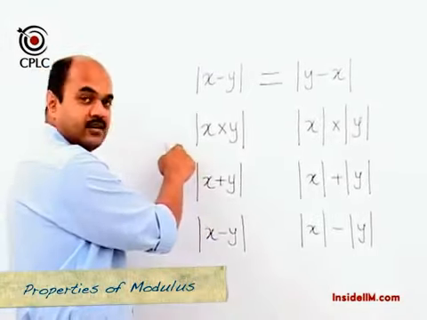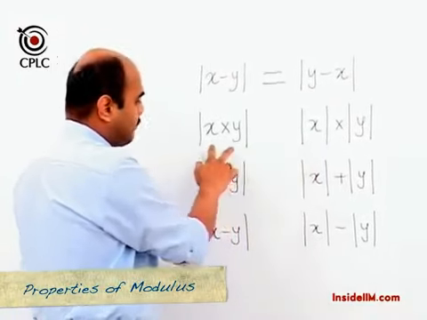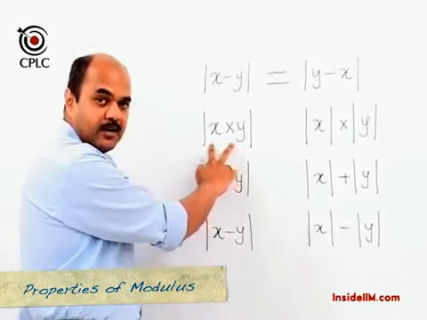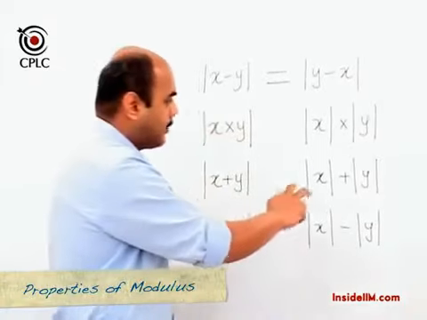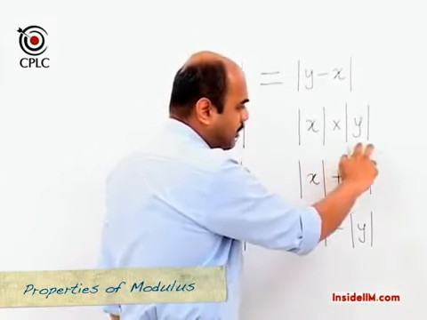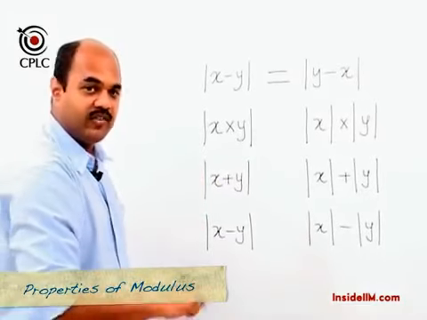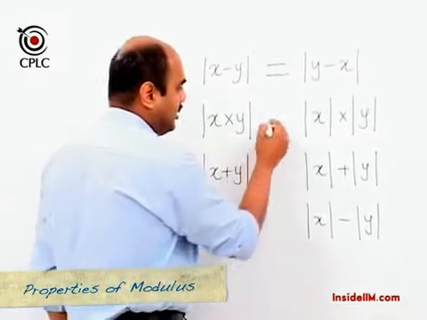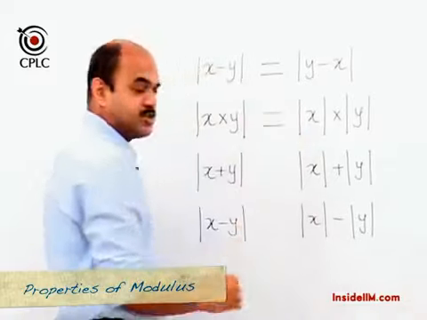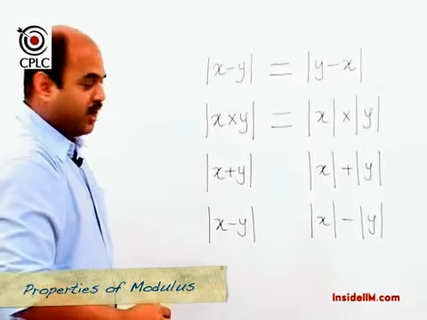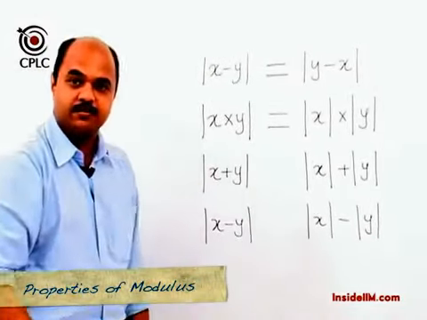Similarly, when we look at these two expressions, you have mod of x multiplied by y, and that's split up as mod x multiplied by mod y. Once again, whatever be the value of x and y individually, these two would always be equal. However, the next two are not as simple.